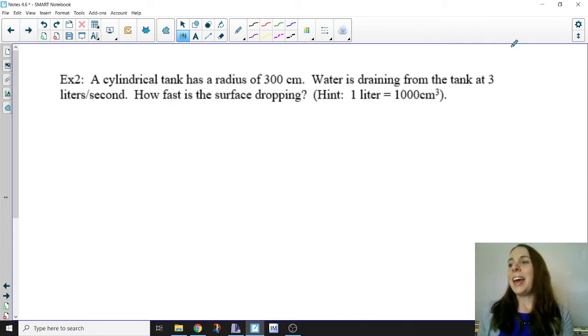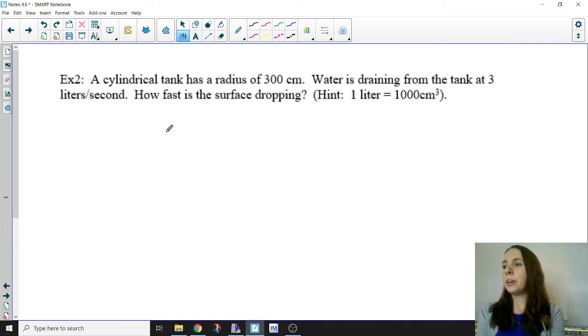All right, now let's do one that I think is super fun. Example 2. A cylindrical tank has a radius of 300 centimeters. Water is draining from the tank at 3 liters per second. The question is, how fast is the surface dropping? Okay, and we have a hint here. 1 liter is equal to 1,000 cubic centimeters. We'll want that for a conversion for the rate at which the water is draining from the tank.